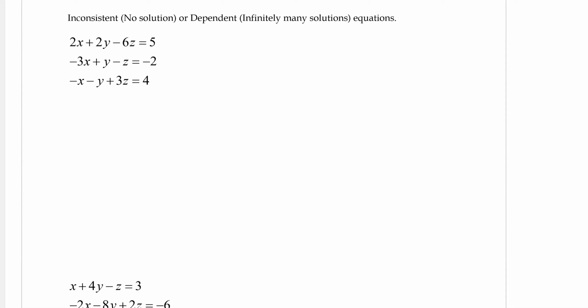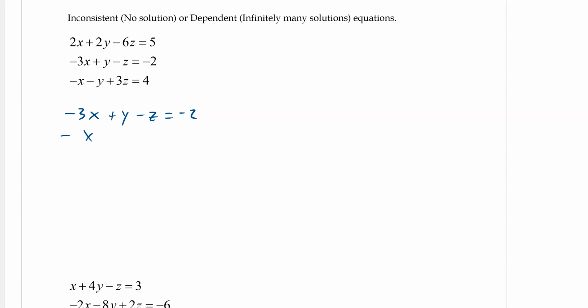Okay, so this video is about finding inconsistent, or no solution, and dependent, infinitely many solutions, with our equations. So we're going to find inconsistent and dependent equations. We start the same way. You're going to pick two of the rows and we're going to try and cancel them. So I'm going to start with the bottom two and we're going to pick a letter to get rid of.